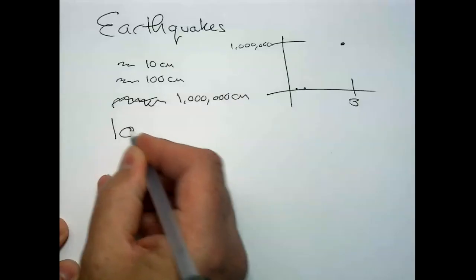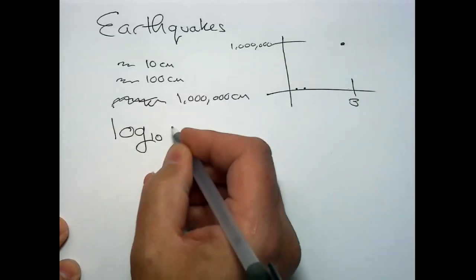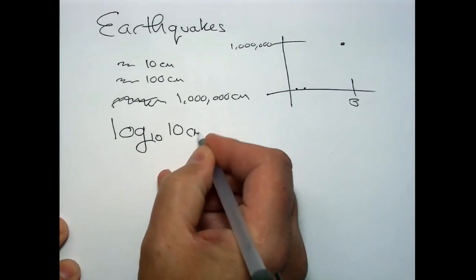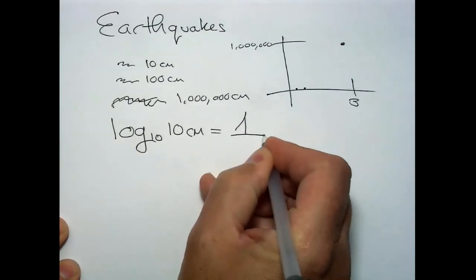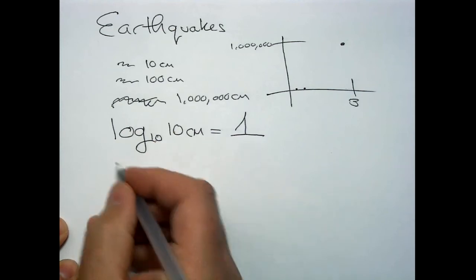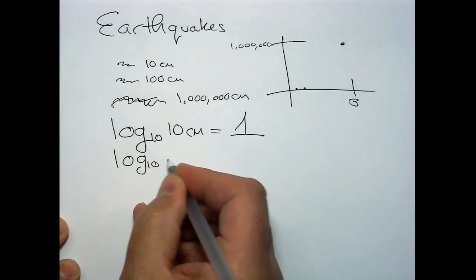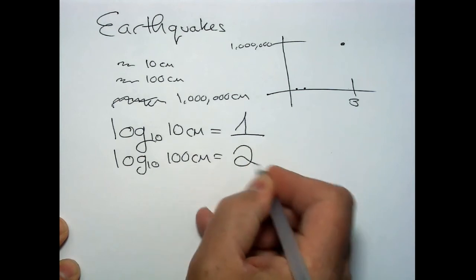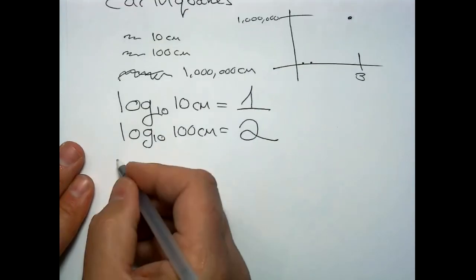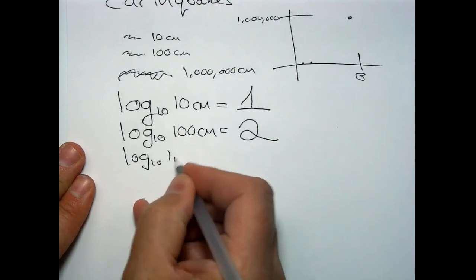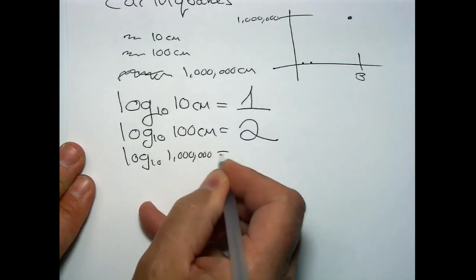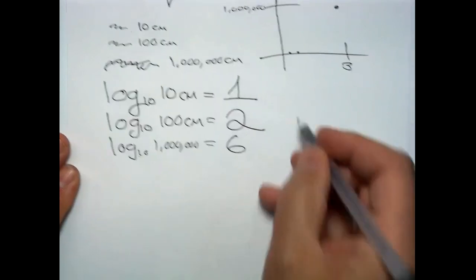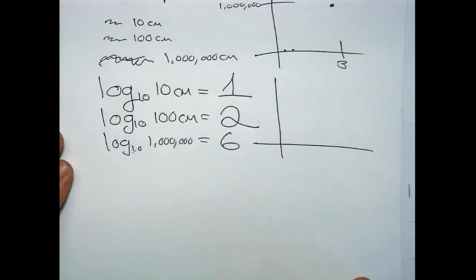If we were to take a log base 10, what do we get for the first earthquake? What would you raise 10 to get 10? 1. If you took the log base 10 of the second earthquake, what do you get? That's a magnitude 2. And finally, if you took log base 10 of 1,000,000, what do you get? What would you raise 10 to get 1,000,000? I'd raise it to the 6th power. Now come over and graph your results.